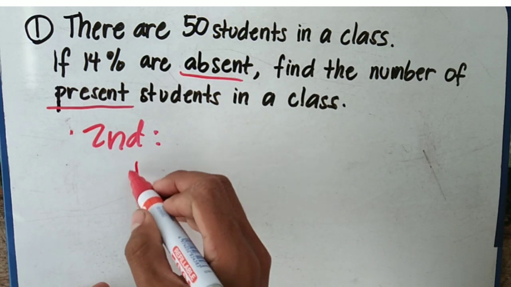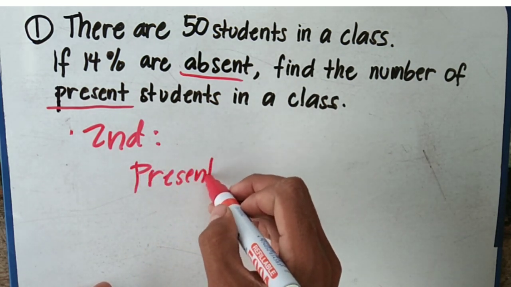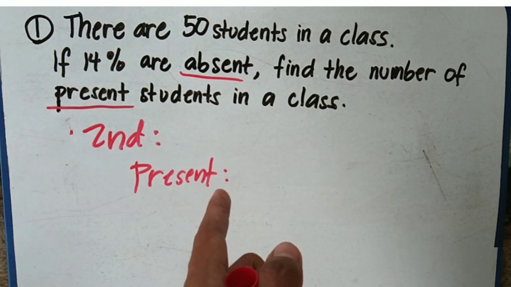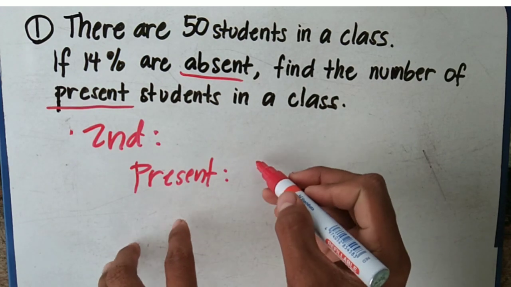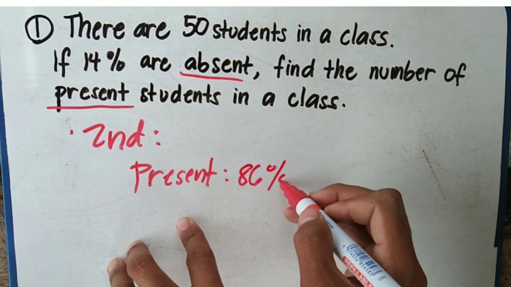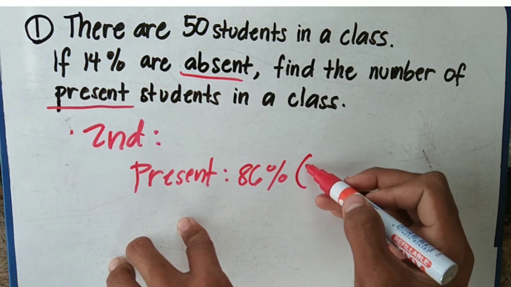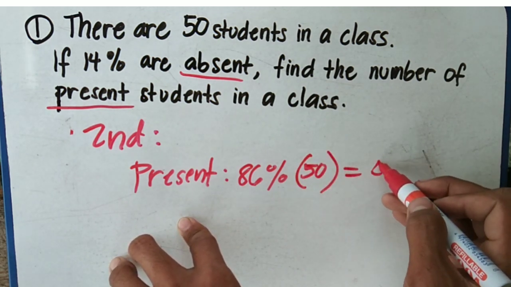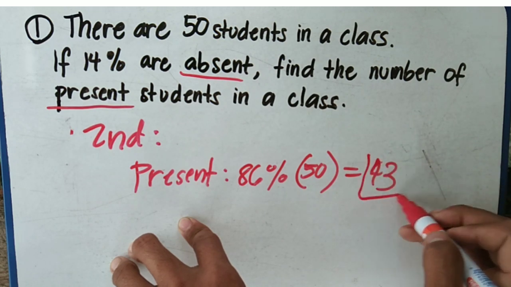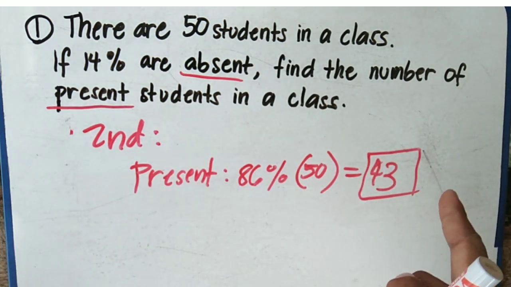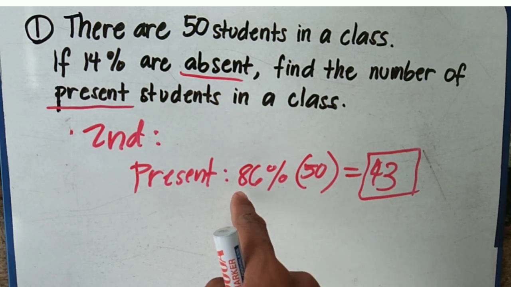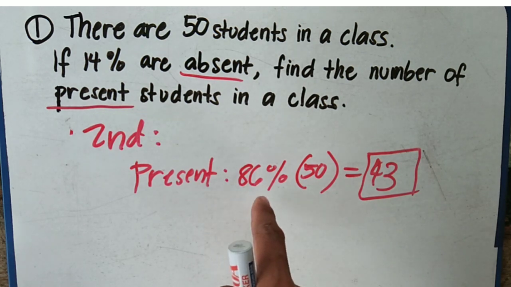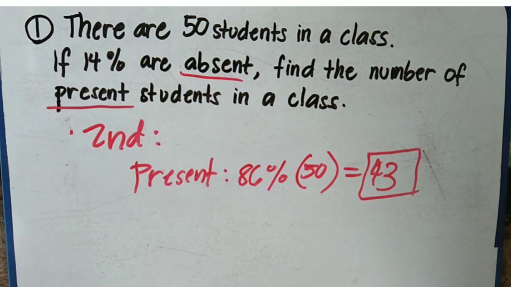Ang gagawin natin, present lang. Since alam natin na 14% yung absent, ilan yung present student, yung percent. E di 100 minus 14 is 86%. And now, 50 students lahat, masosolve na natin yung present students. So we have 43 students. Pag solve nito, i-convert lagi ito sa decimal or fraction. 0.86 times 50, 43, or 86 over 100 times 50 is 43. So let's have the second example.